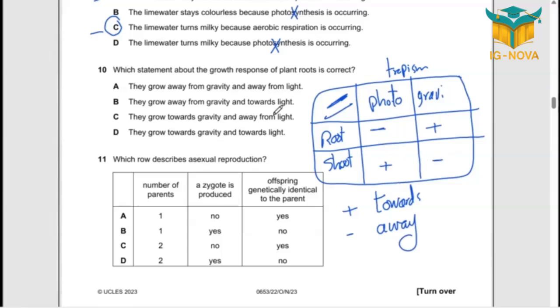Let's take trial and error options. Growth response of the root. So root is negative phototropism and positive gravitropism. They grow away from gravity, mistake. They grow with gravity. They grow away from gravity, again, mistake. They grow towards gravity, accept, and away from light, accept. So if you know this table, you can solve this one easily.